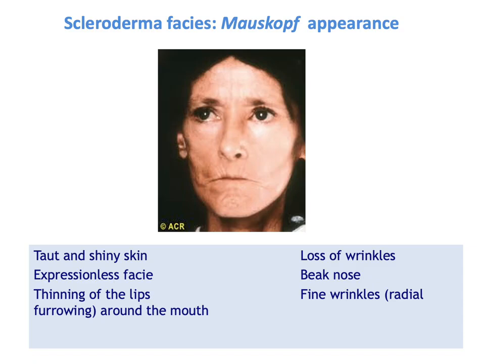Scleroderma also has a certain facies called the mouse-like appearance, where the skin appears to be taut and shiny and expressionless. This is due to the limited mobility of the eyelids, the cheeks, and the mouth, and there's thinning of the lips, loss of wrinkles, a beaked nose, and presence of fine wrinkles around the mouth.